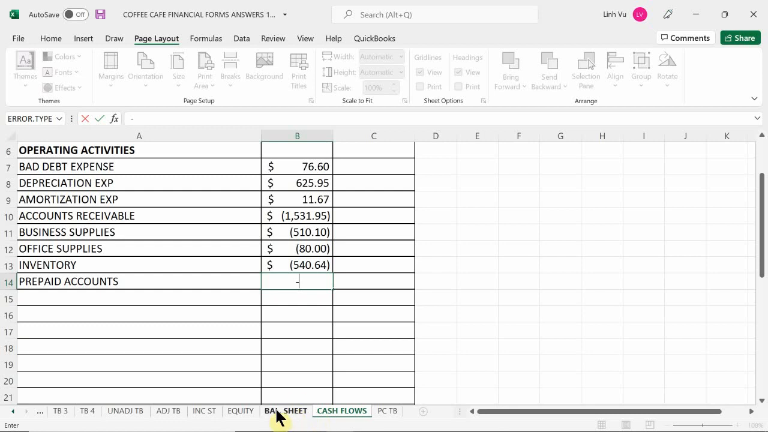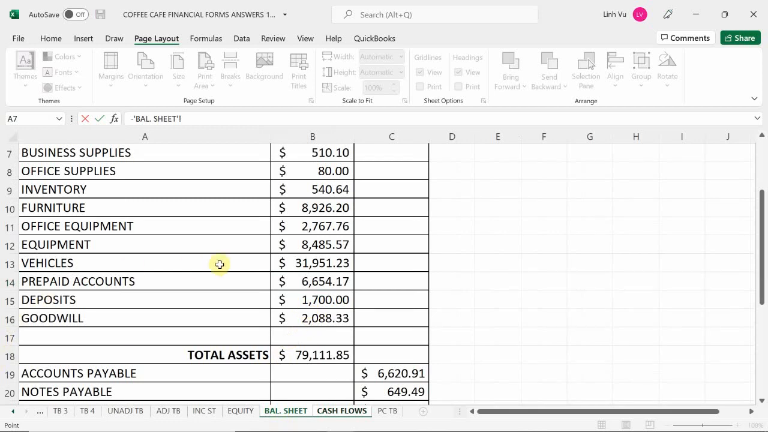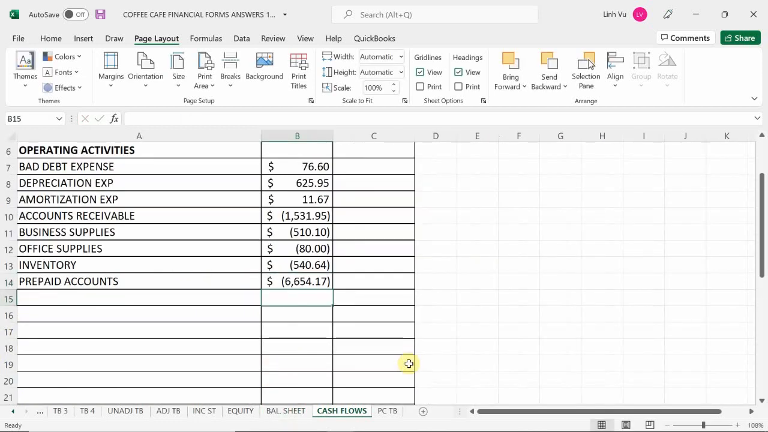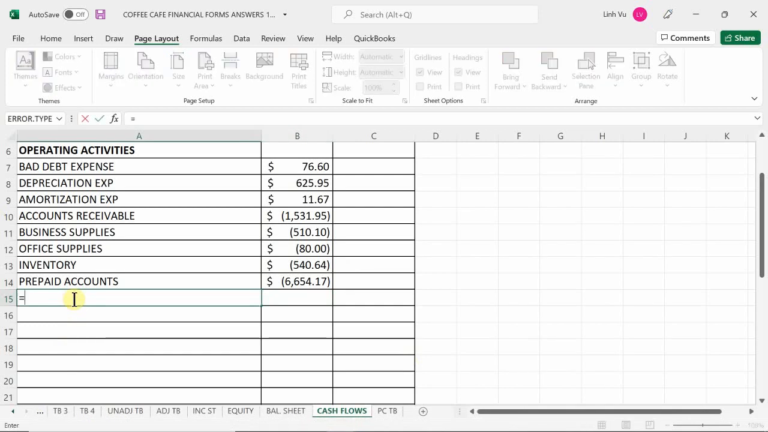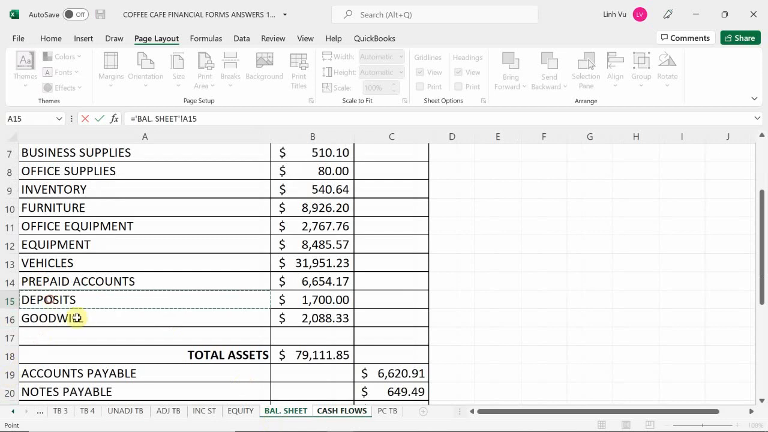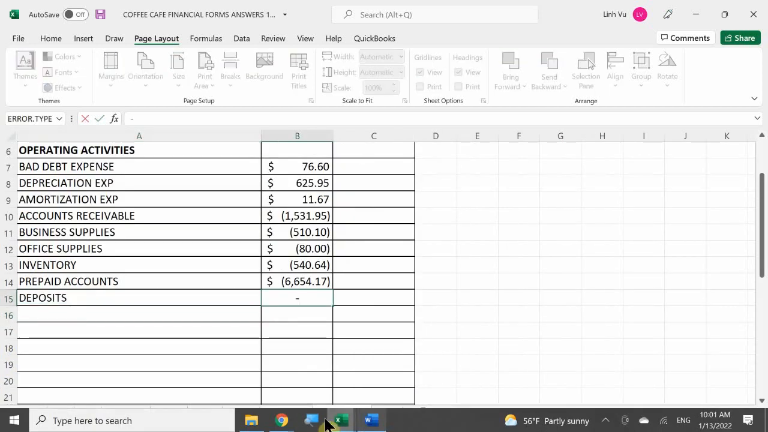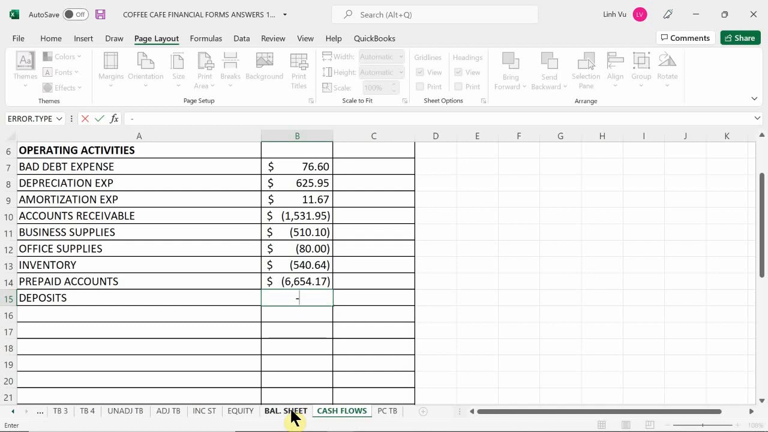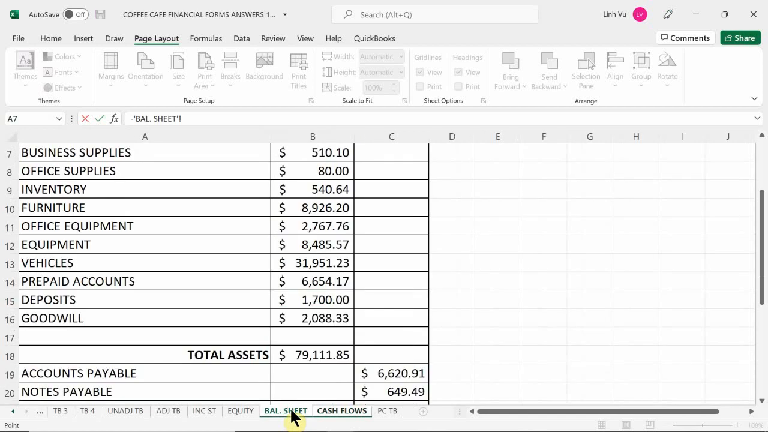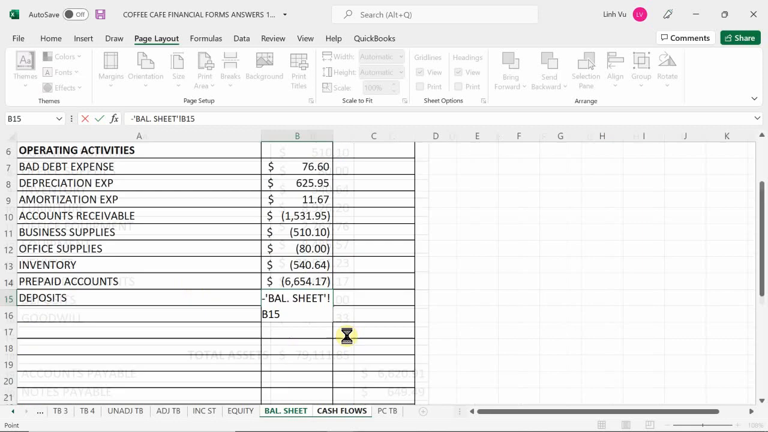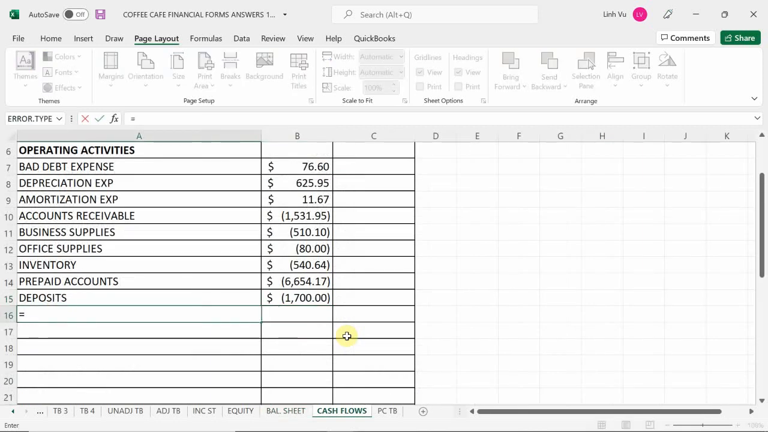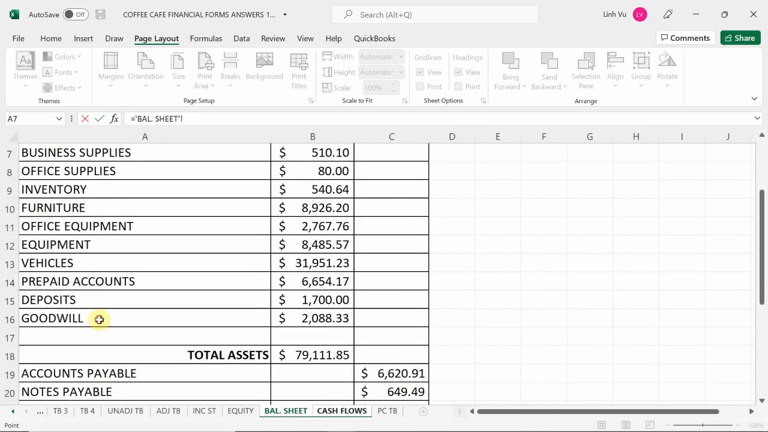So in this case, we already paid for it. So therefore, we do not have this $6,654. We have to subtract it out. Okay? Same thing with our deposits. Right? Since we already spent the money to insure our water and our rent, we don't have the $1,700. Okay? And the last one we have here is goodwill.